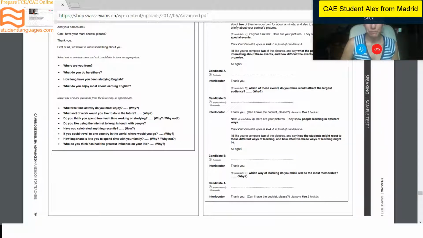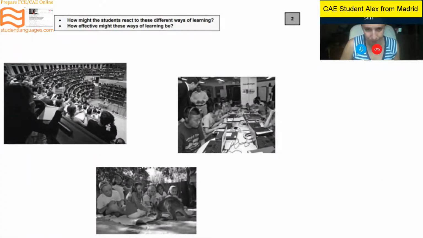So, let's have a look at the other photographs. So Alex, here are your pictures. They show people learning in different ways. So I'd like you to compare 2 of the pictures and say how the students might react to these different ways of learning and how effective these ways of learning might be. Alright?